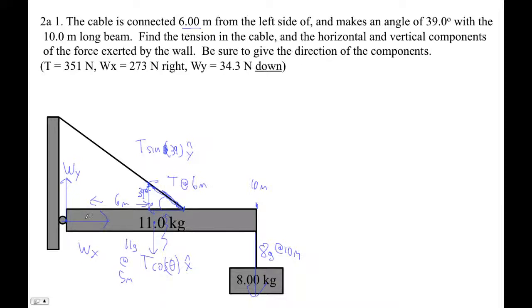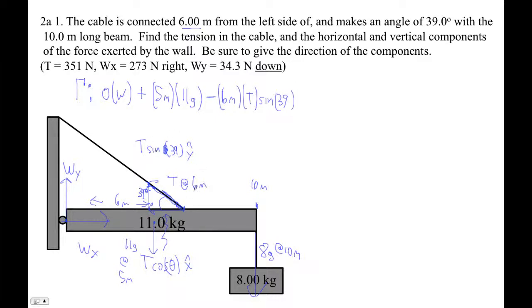Okay, so let's set up our expression for torque. I like to set that one up first. We've got 0 times whatever the wall exerts. We don't care about x or y because it's times 0, although Wx clearly does not exert a torque. Then in the positive camp, the weight of the beam would be a positive torque. So positive 5 meters times 11g. And then we've got the tension, so minus 6 meters times t sine of 39.